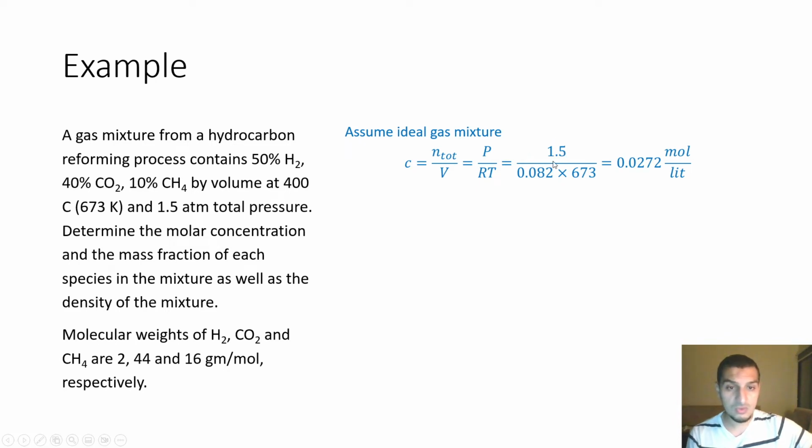We will substitute for the pressure by 1.5 atmospheres. In this case, we must make sure that the units of R are homogeneous with the units of the pressure. We use 0.082 because it has the units of liter atmosphere per mole Kelvin. But for other values, if I use 8.314, then it's going to be in Pascal meter cubed per mole Kelvin.